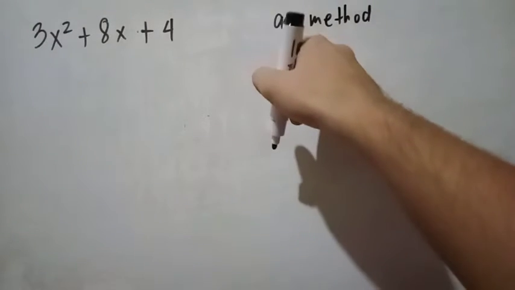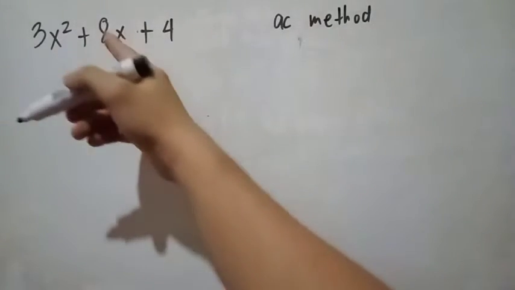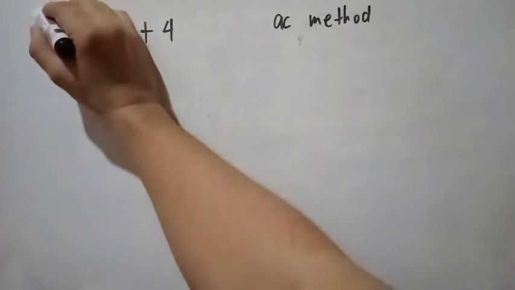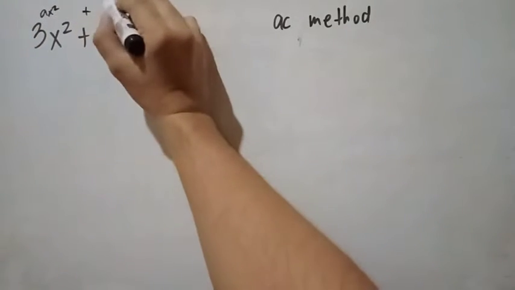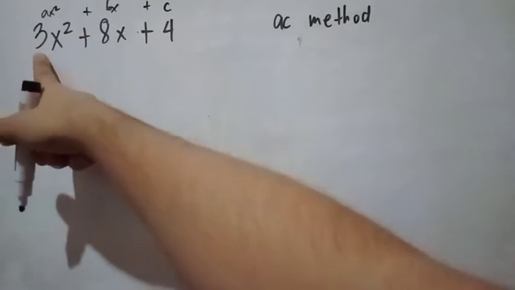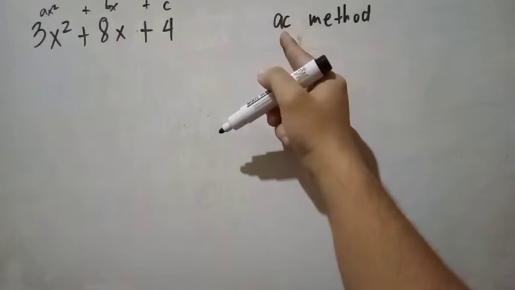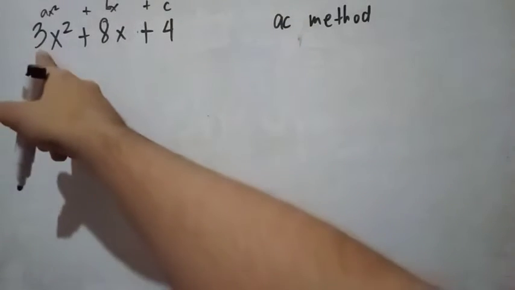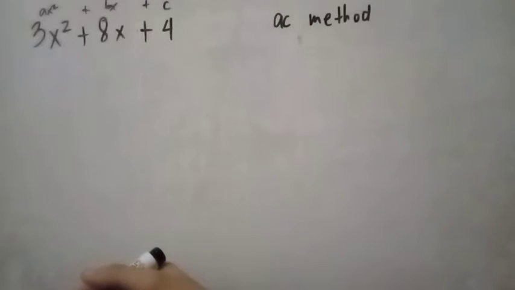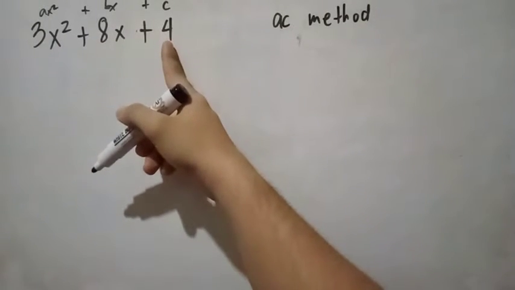Dito kasi, AC, di ba? Kaya naging AC yan kasi itong 3x squared plus 8x plus 4 is in form of ax squared plus bx plus c. So, yung a is the leading coefficient and the c is the constant term. And AC is the product of A and C. So, kukunin natin yung product ng 3 at saka 4 in this case.